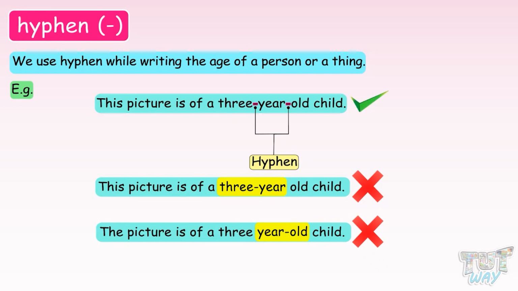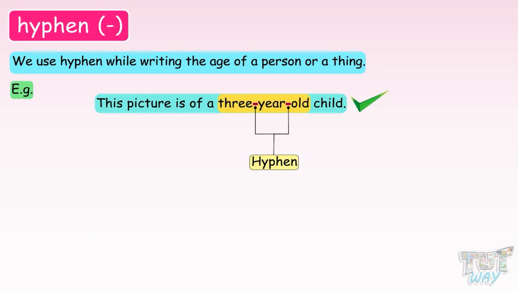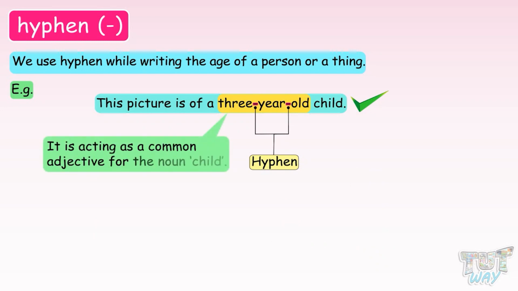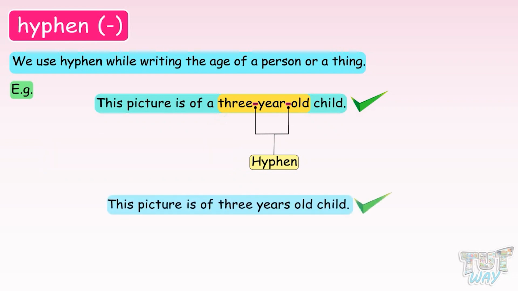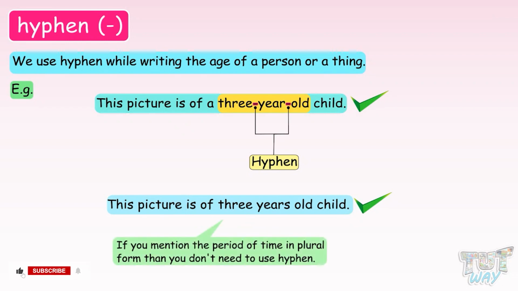With 2 hyphens, that is, you need to glue together these 3 words, 3-year-old, which is acting as a common adjective for the noun, child. You can also write, "This picture is of 3 years old child." That is, no hyphen required. Why? Because if you mention the period of time in plural form, then you don't need to use hyphen. And here we are mentioning the years, not year.